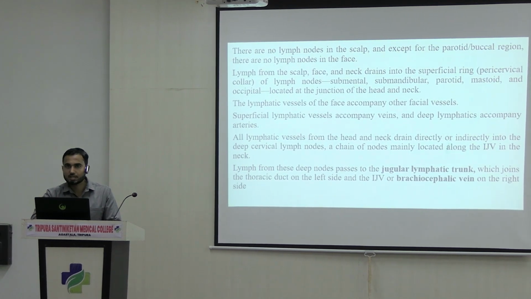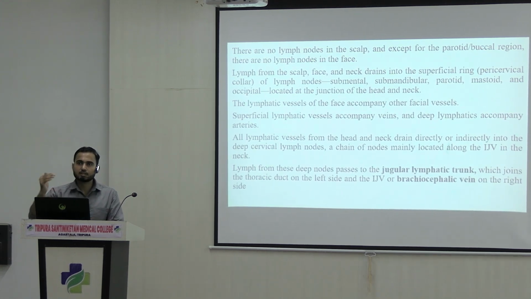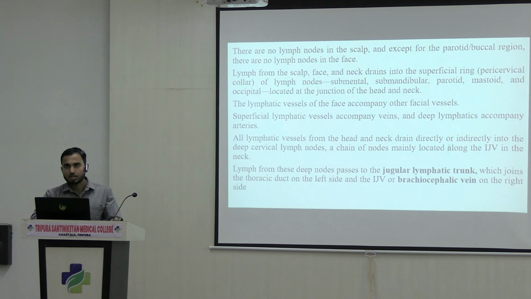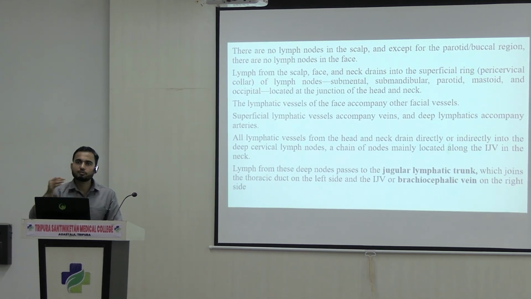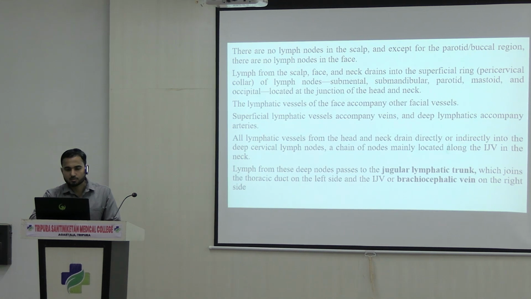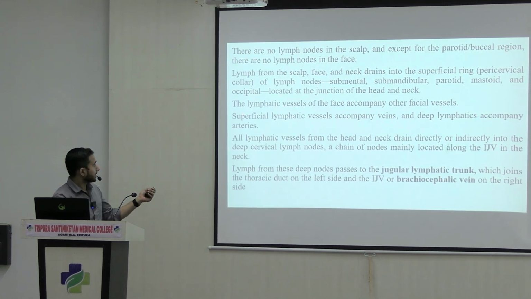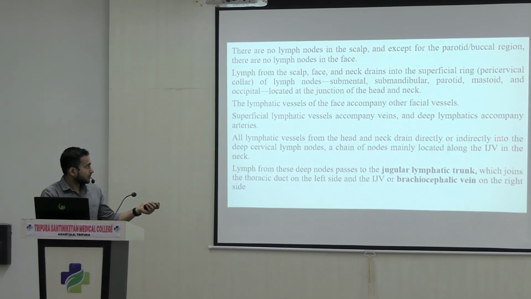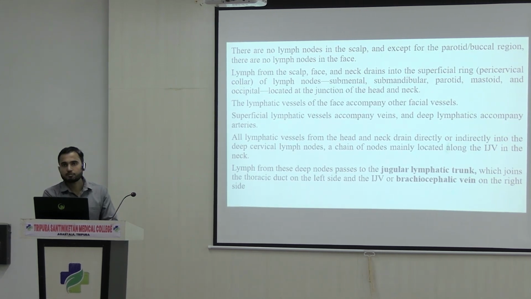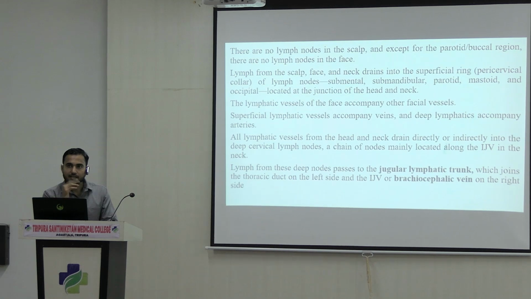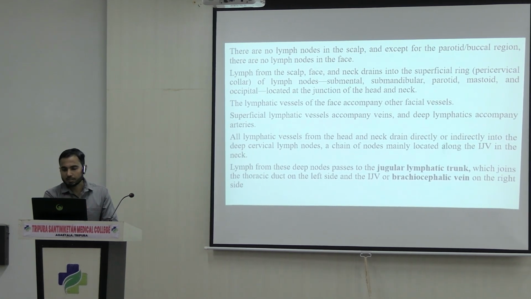So the lymphatic vessels which are present, as I just mentioned, in 3 territories, 3 different lymph nodes are there. From there the lymphatic vessels, superficial as well as deep, will follow the blood supply. That means superficial will follow the veins and deep ones will follow the arteries. They will be accompanied by the facial vessels. Next, all the lymphatic vessels of the head and neck, directly or indirectly, will drain into the deep cervical lymph nodes.